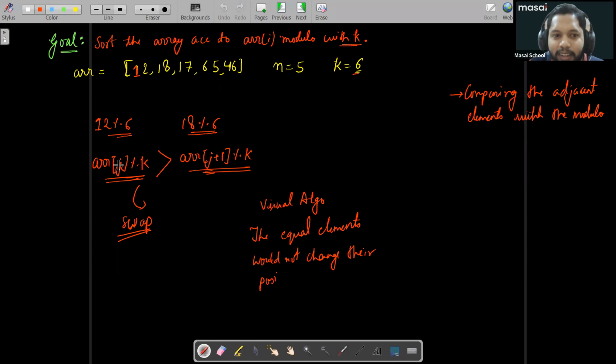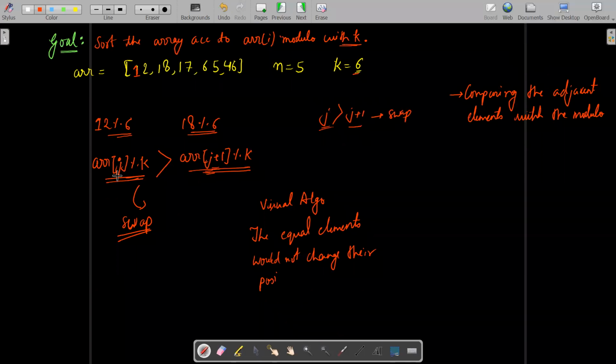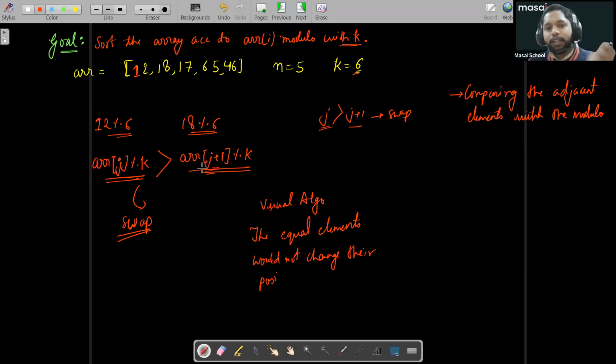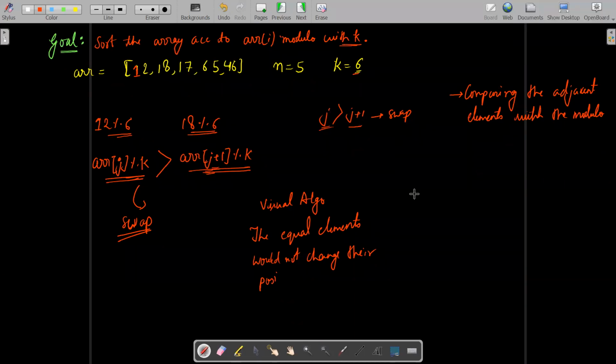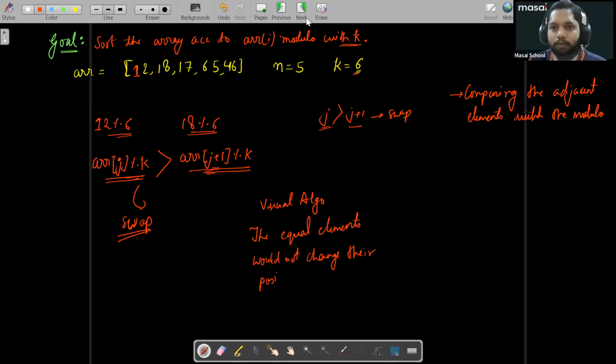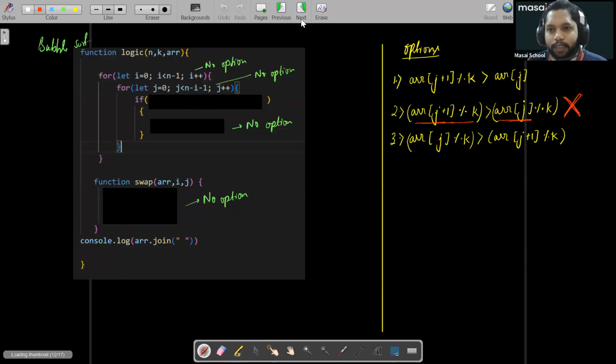Here I have already written it. For array[j], if I find the jth element is greater than the j plus 1 element, we used to swap, right? Yes, sir. So here also, if array[j] modulus k is greater than array[j+1], then we simply swap. Okay. So thank you, Mudabir. You can mute yourself.